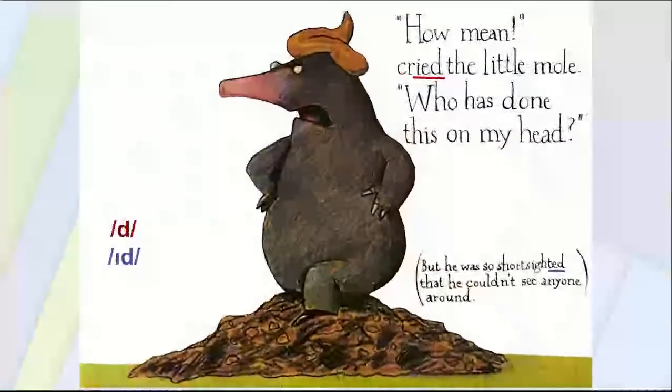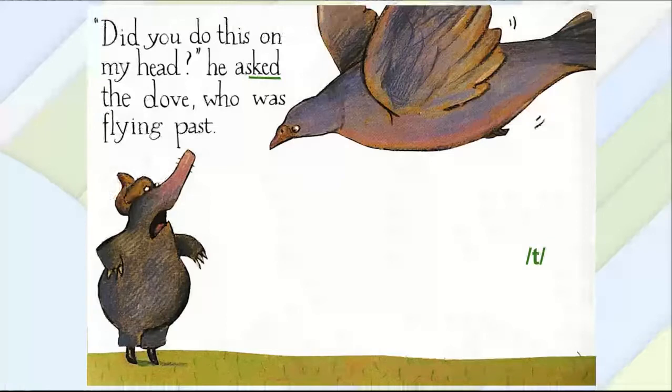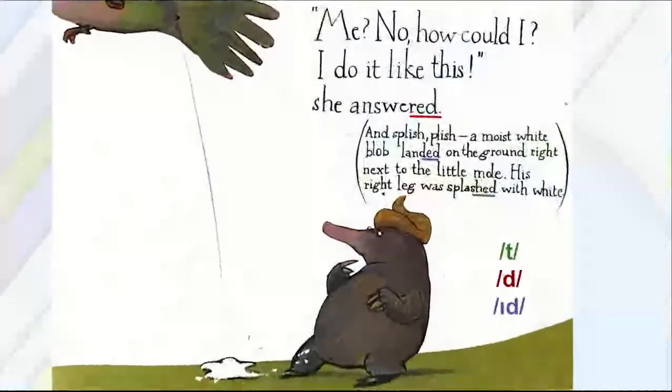"How mean!" cried the little mole. "Who has done this on my head?" But he was so short-sighted that he couldn't see anyone around. "Did you do this on my head?" he asked the dove, who was flying past. "Me? No, how could I? I do it like this," she answered, and splish-plish, a moist white blob landed on the ground right next to the little mole. His right leg was splashed with white.